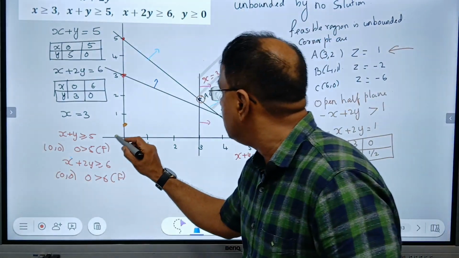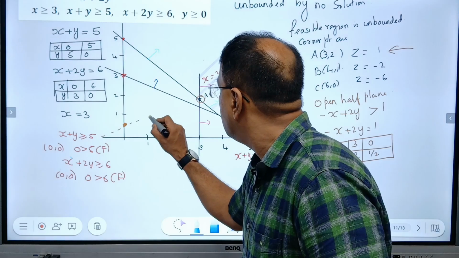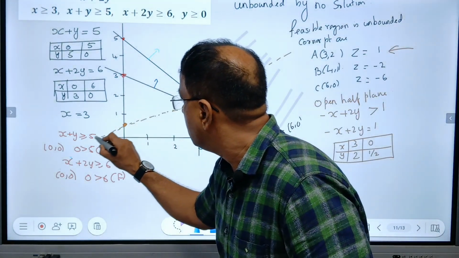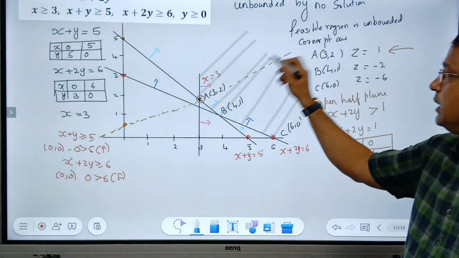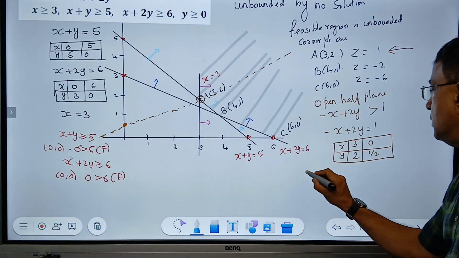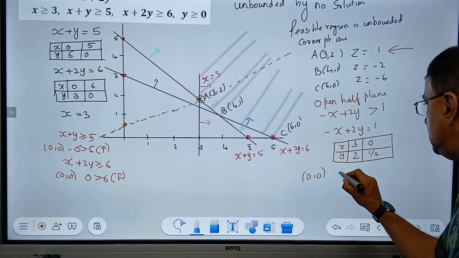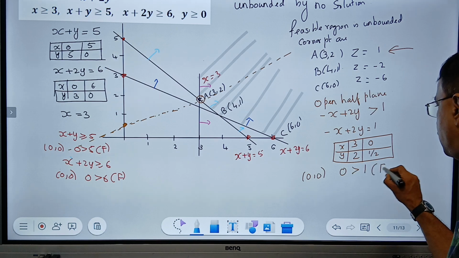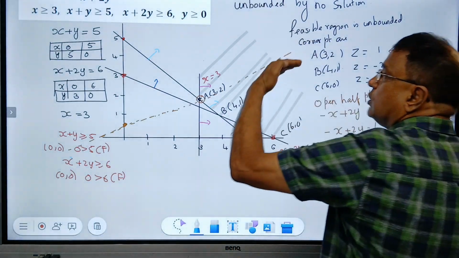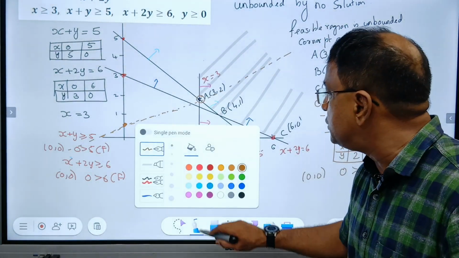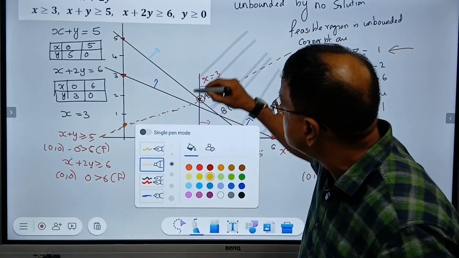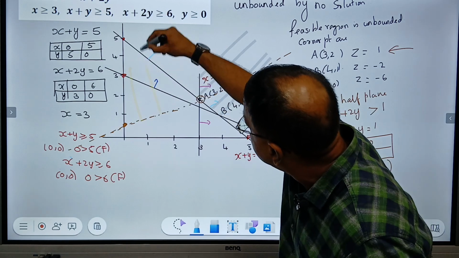Now dotted line. Open half plane. This is my open half plane. The dotted line indicates this. Now I need to shade. So substitute origin. When I substitute origin, I get 0 is greater than 1, which is false. So it cannot be towards origin. It should be away from origin. So let me shade away from origin. Watch this. This is away from origin.